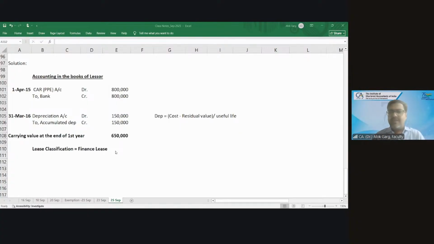So if it is a finance lease, it means the other party has the full enjoyment. The risk and reward has been transferred.